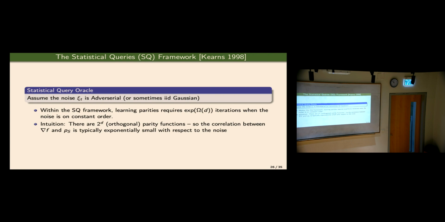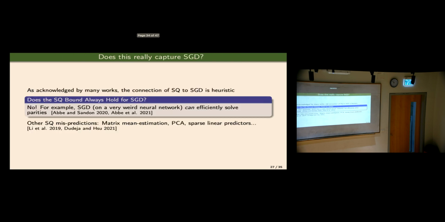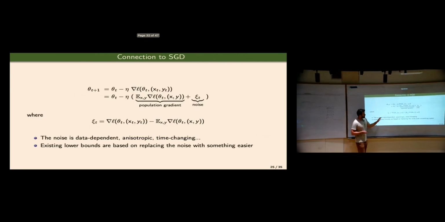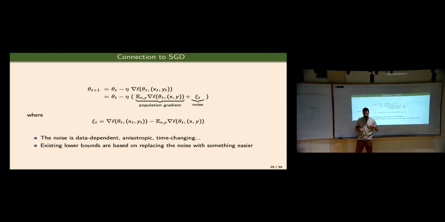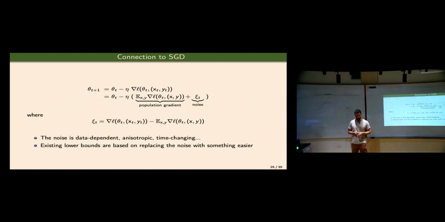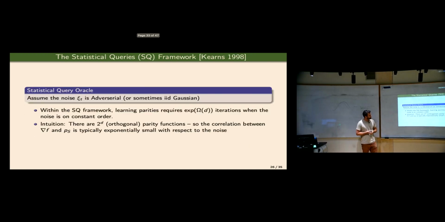And SQ comes in many, many flavors. You can also assume that it's Gaussian or something else very nice, but you have to replace this noise with a very, very simple thing that you can actually work with. And when you do this, then you can get meaningful lower bounds.